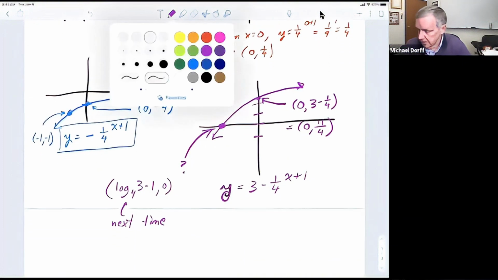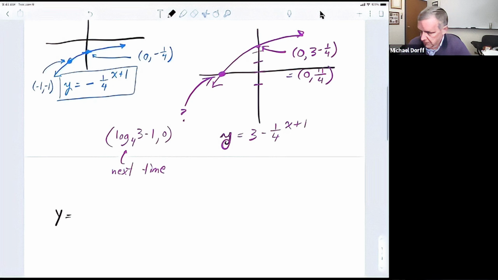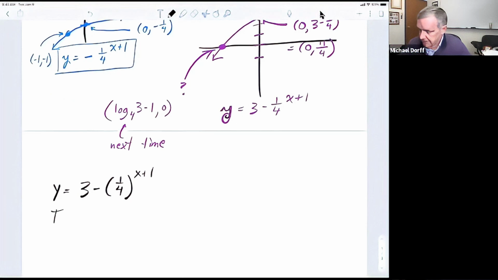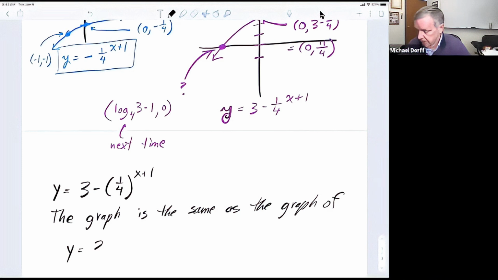The last thing I want to point out is, remember our original function was y equals 3 minus 1/4 to the x plus 1 power. The graph of this is the same as the graph of y equals 3 minus 4 to the negative x plus 1 power. And why is that? Well, remember that if I have a negative in the exponent, it's the same as 1 over the base. So here I've got a 4 and a negative. So if I put that negative 1 into the fourth, I put 1 over the 4, and I get the 1/4 that I had up here.